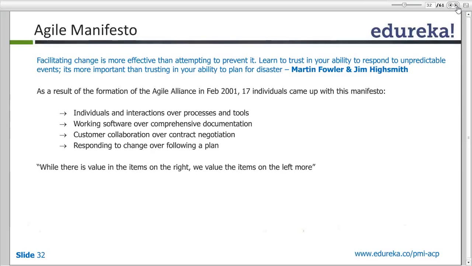Customer collaboration over contract negotiation. So rather than following a contract, I would value my customer more. I would value my customer's needs. My priority would be delivering value to my customer. I would prefer responding to change rather than following a plan. I think these were pretty explanatory, but if you have any doubts, just let me know.